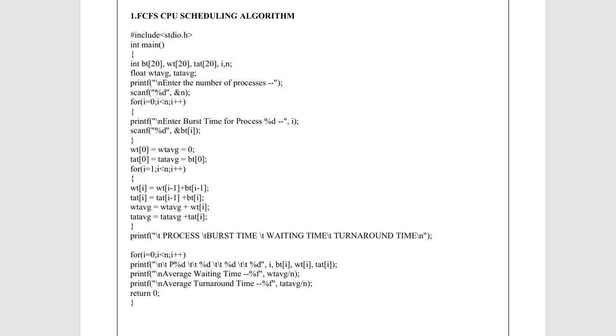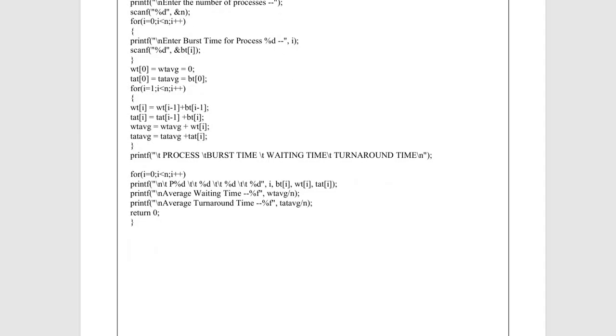After this, we'll calculate the waiting time and turnaround time for each and every process using these formulas, right? The waiting time formula says that it is the sum of the waiting time of the i minus 1 process and the burst time of the i minus 1 process. If you are calculating the waiting time of the first process, then the i value is 1. So 1 minus 1 is 0, and the burst time of i minus 1, 1 minus 1 is 0. So it is taking the waiting time of p0 process plus the burst time of p0 process.